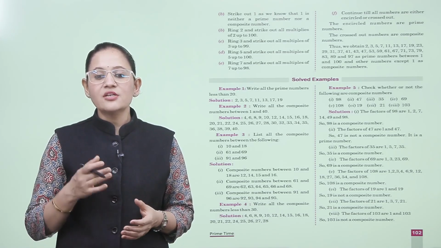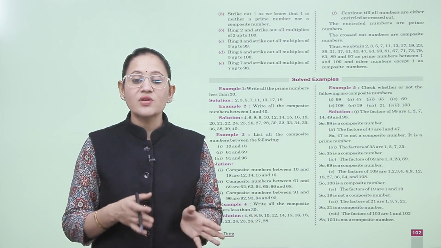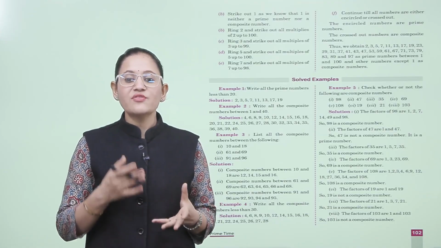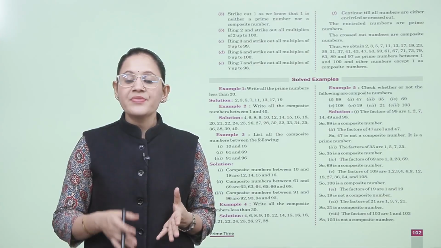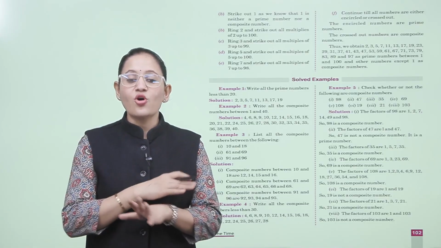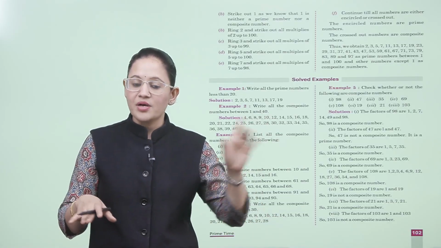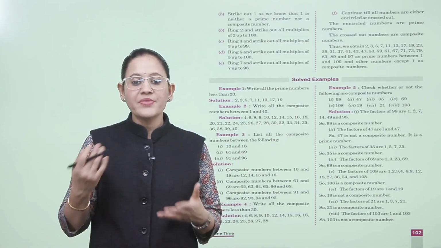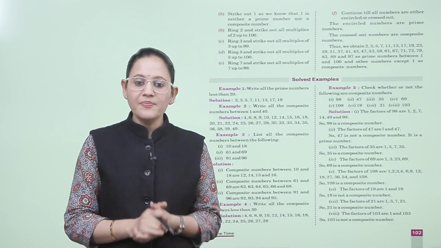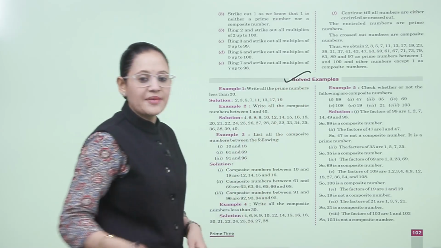So there we obtain 2, 3, 5, 7, 11, 13, 17, 19, 23, 29, 31, 37, 41, 43, 47, 53, 59, 61, 67, 71, 73, 79, 83, 89 and 97. All these are the prime numbers between 1 and 100. 1 is neither composite nor prime. Clear? Now we'll take some examples. Example 1.